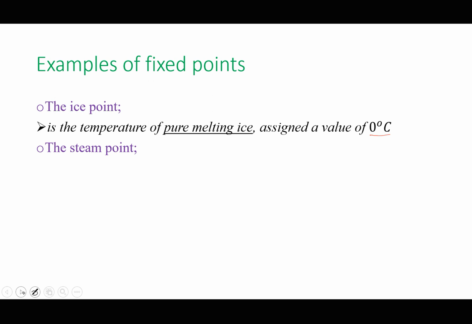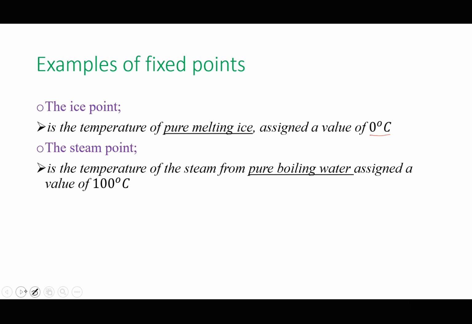These two are the most commonly used fixed points on thermometers or on temperature scales. The steam point is known to be the temperature of steam coming from pure boiling water. By the way, if water is not pure, if water has impurities, it may not boil at the known temperature. So this is assigned a value of 100 degrees Celsius.